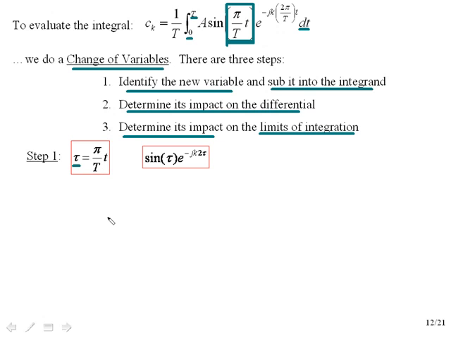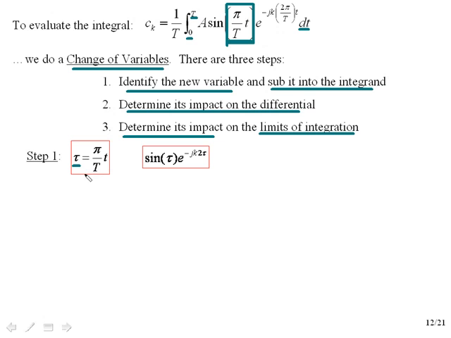So it's just saying that tau is a variable that changes as t changes. And if I make a 1 unit change in t, I'm going to get a pi over capital T change in tau. That's all that says. So we're just changing from one ruler to a different ruler. It's like changing from a ruler in terms of inches to one in terms of centimeters or something like that.